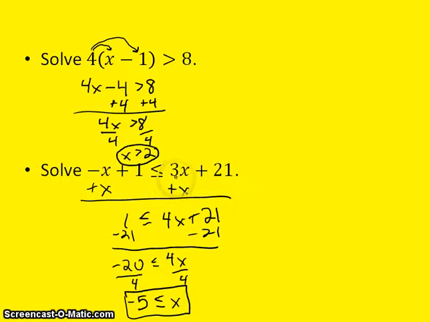You could subtract 3x from both sides, and then you would end up subtracting 1 from both sides. In that case, you would have to switch the sign. So it doesn't matter what side you bring x to or what side you bring the numbers to. Just be careful if you multiply or divide by a negative number that you switch the sign.